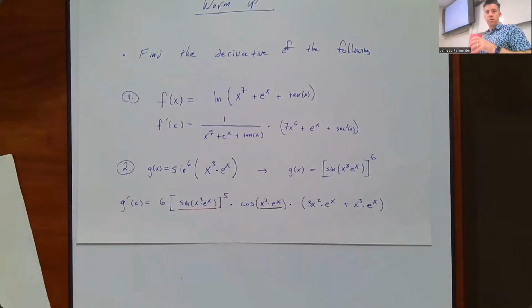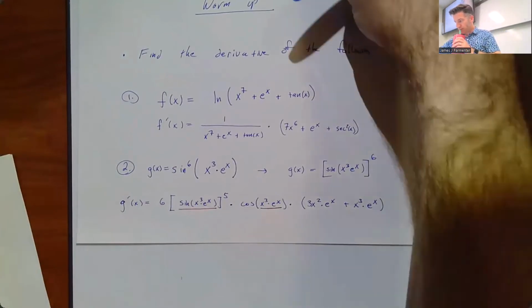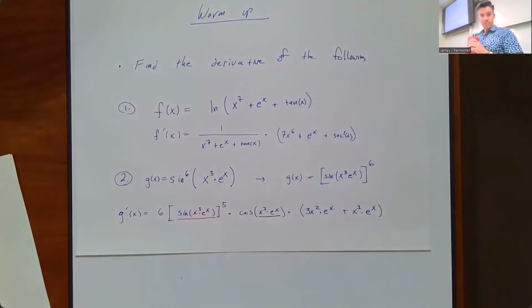Now I have a question. Yeah, go ahead. So for the first problem, is it possible you just put 7x to the 6th, that whole second part, on top of the numerator? Yeah, totally. And people often do.